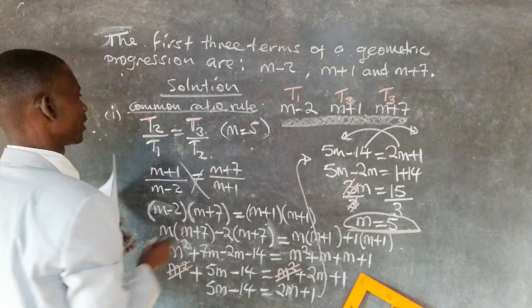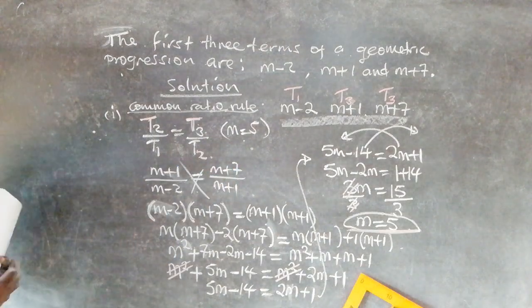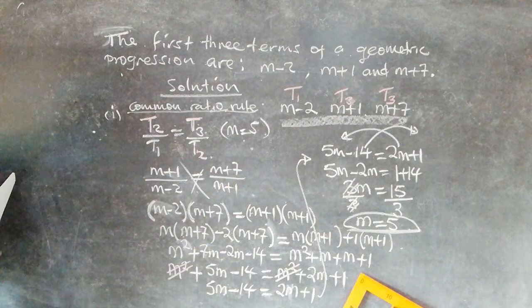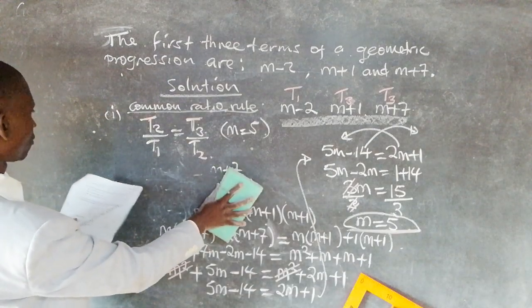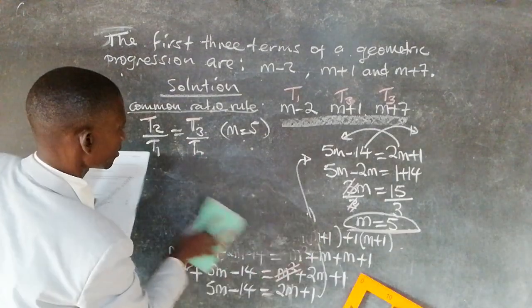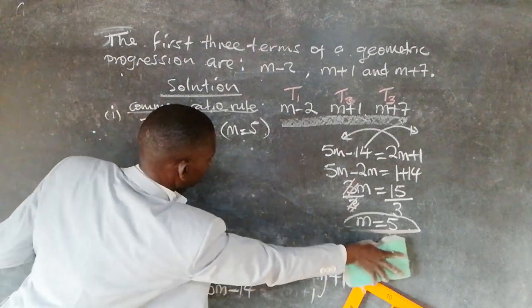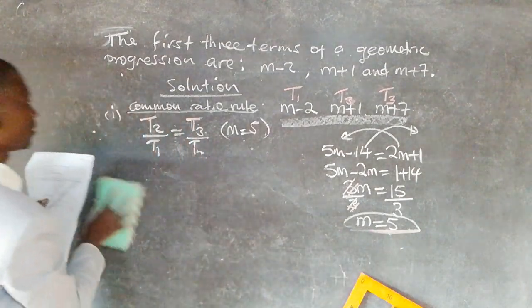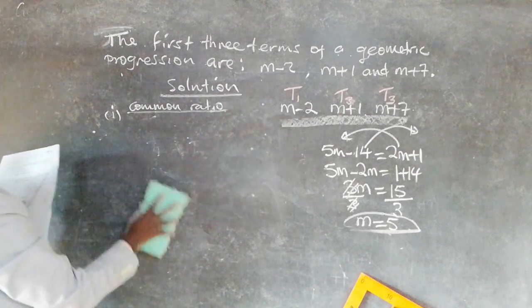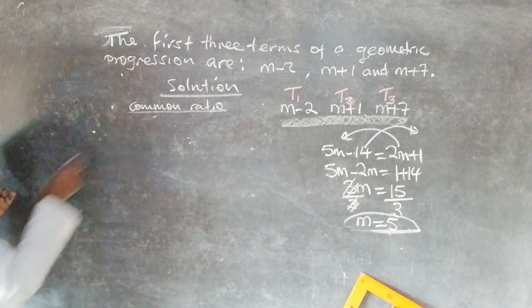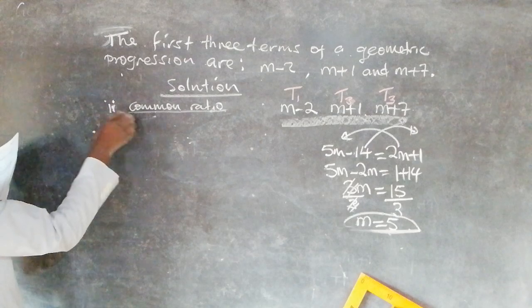Let's go straight to question number 2. And what is this question number 2 all about? According to the paper, question number 2 is all about the common ratio. So how are we going to find the common ratio? So here I use the common ratio rule, so let me just maintain that this is question 2, common ratio.